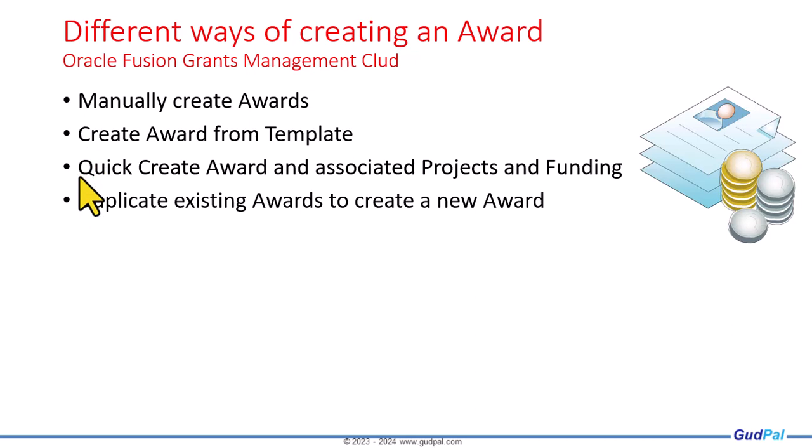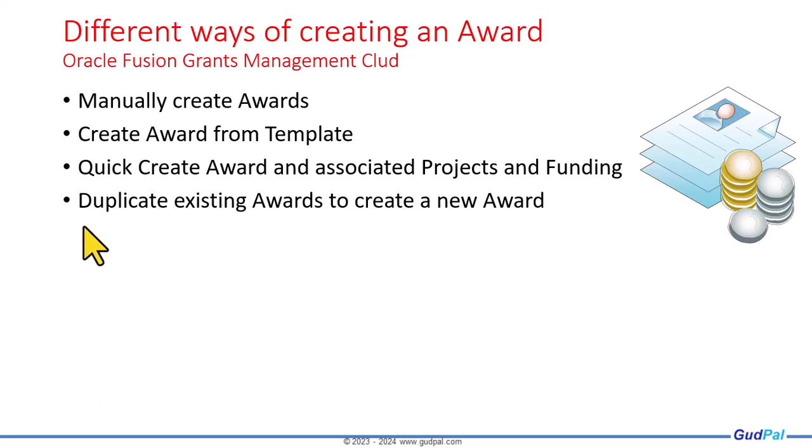Another quick way of creating the award is called quick create award, and using this method you can also create the associated projects and funding for that award within one screen. Within one screen you will have a form for creating the award, then forms for creating the projects and associated funding for that award, and as soon as you save it, it's going to create the three entities, which include awards, associated projects, and funding. Lastly, you can duplicate an existing award to create a new award.